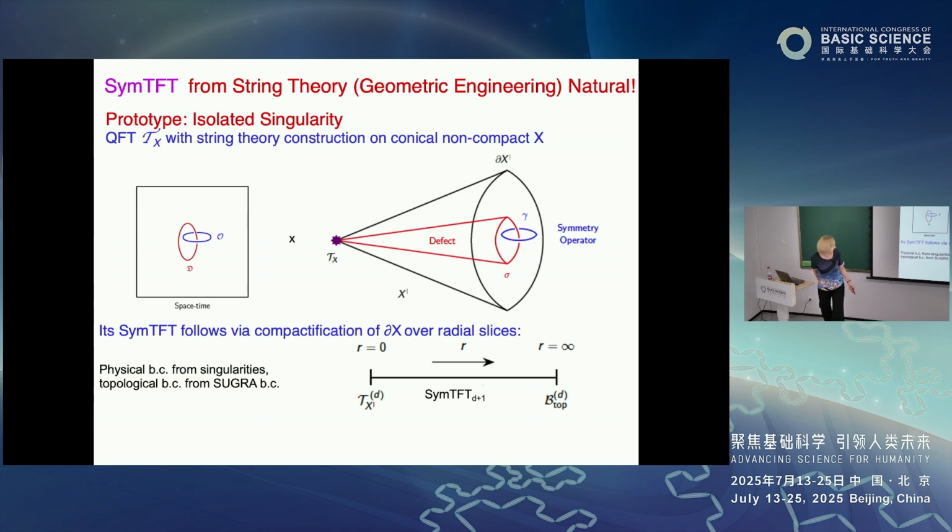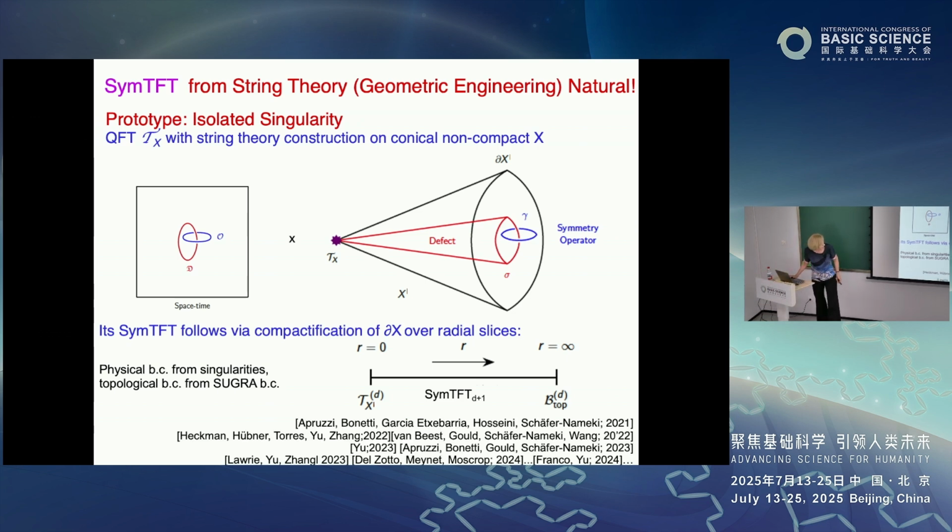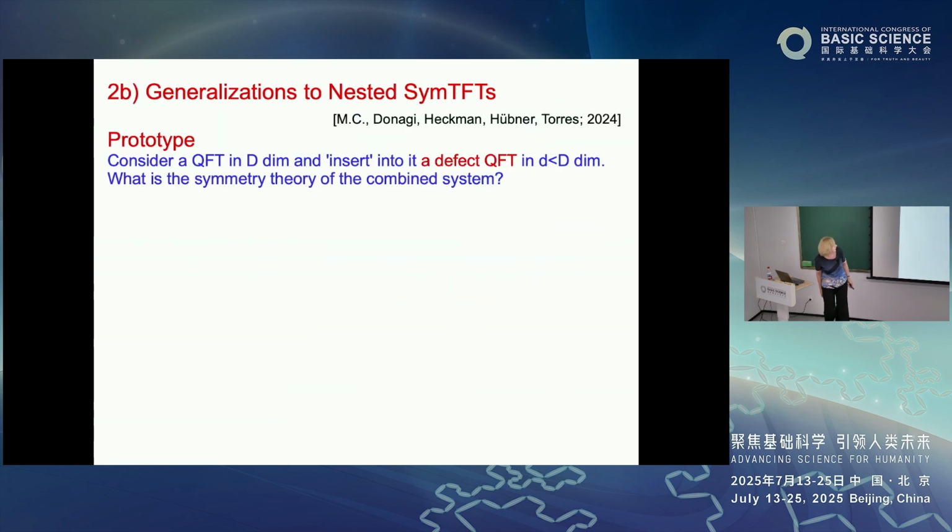Okay. So physical boundary conditions, again, come from the singularity structure. Topological boundary conditions we typically obtain in this case from 11-dimensional supergravity boundary conditions when compactified on these boundaries over radial slices. Right. Okay. Now let's generalize that.